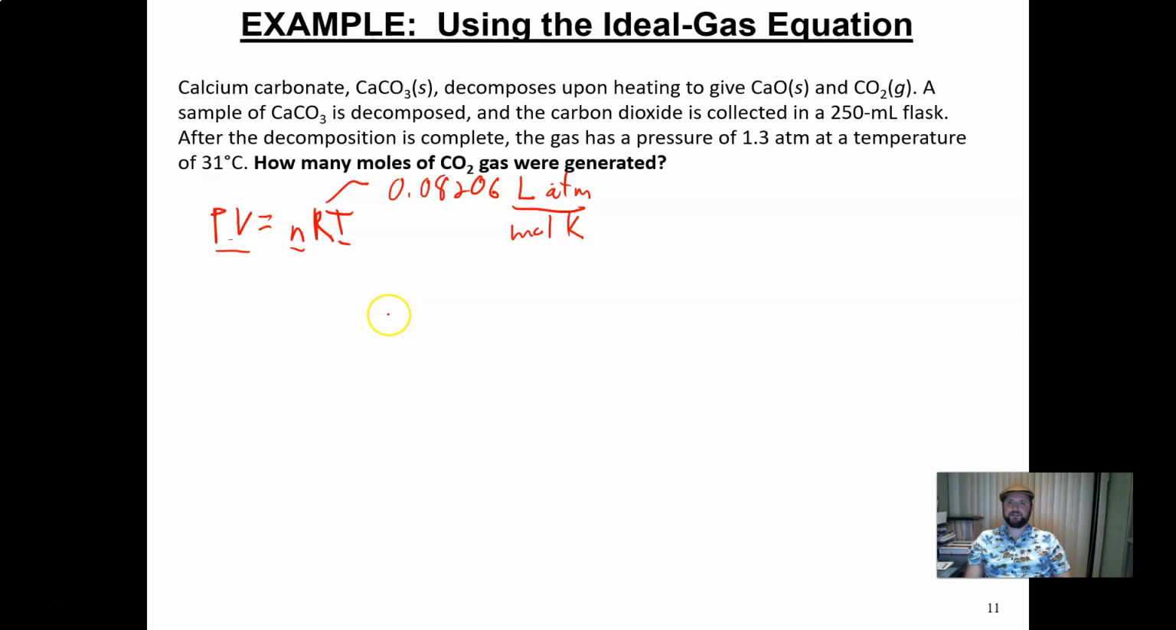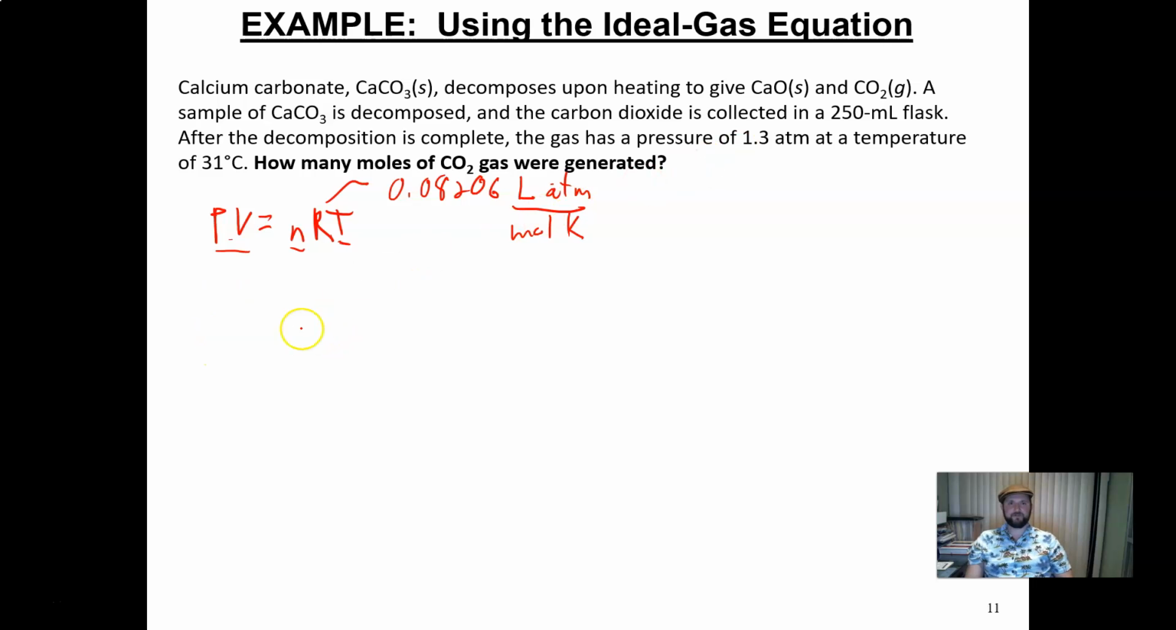So if we're looking at this reaction, calcium carbonate decomposes upon heating to give calcium monoxide. Well, that's just calcium oxide because that's ionic, right? And CO2 or carbon dioxide. A sample of calcium carbonate is decomposed and the carbon dioxide is collected in a 250 milliliter flask. After the decomposition is complete, the gas has a pressure of 1.3 atmospheres at a temperature of 31 degrees Celsius. How many moles of gas were generated?